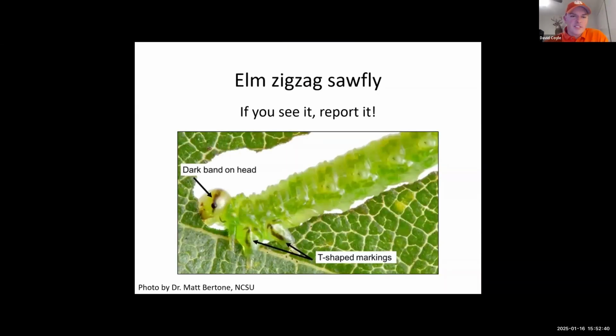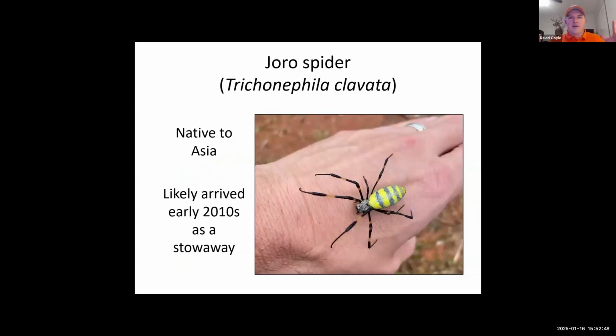So if you see one of these things, we ask you to report it. If you've got an elm that's got some defoliation, please report it. And I know this next one is not a tree pest, but I feel compelled to talk about the Joro spider, right?